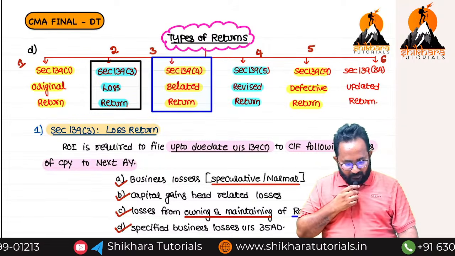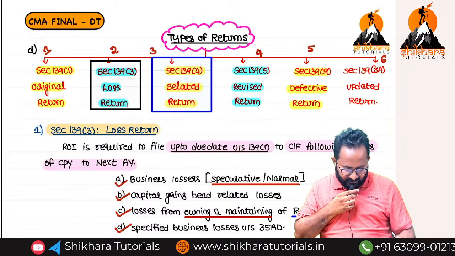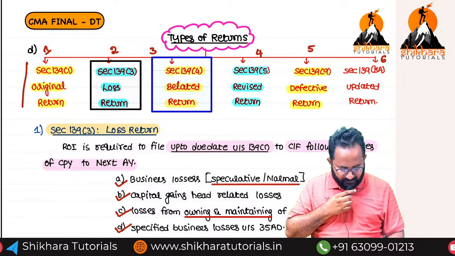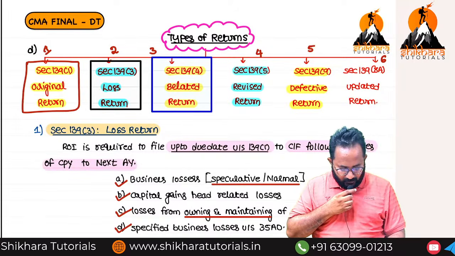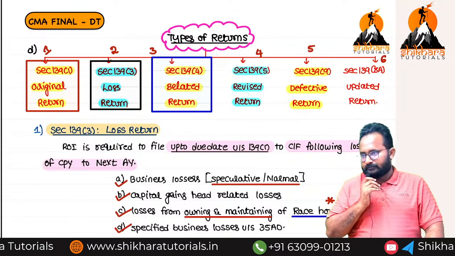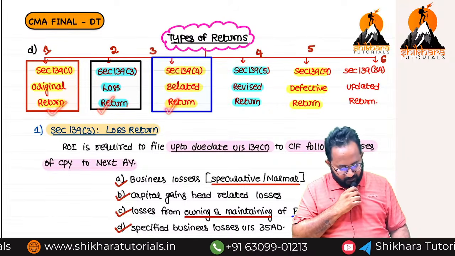Yes, sir. How many? 6 types of returns are there. We have to discuss each and every type. But fortunately, we have already discussed how many types of return concepts? 3. Original return done, loss return done, belated return also done.